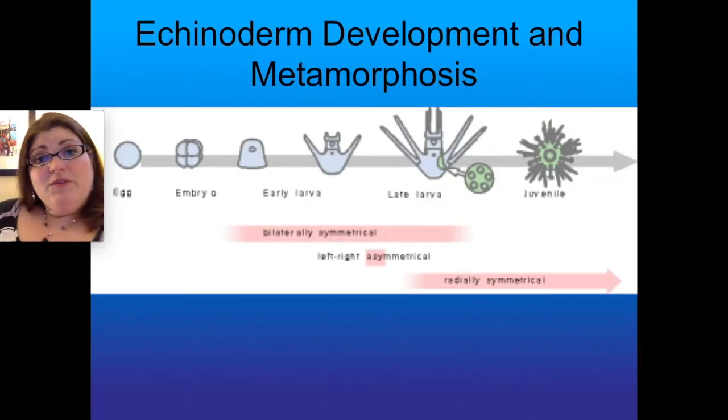As I mentioned, as they reproduce, when they're larvae, they are bilaterally symmetrical, which means that they need to undergo a metamorphosis in order to get to their adult form, as many of the invertebrates we've talked about do.